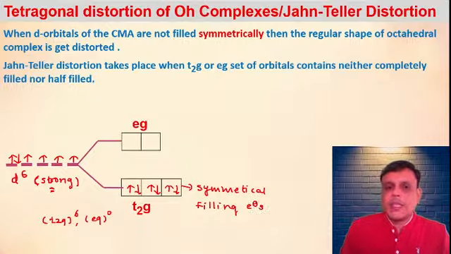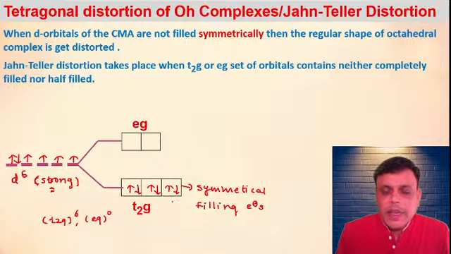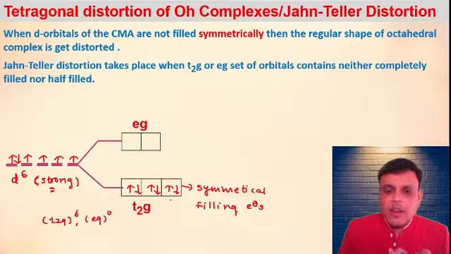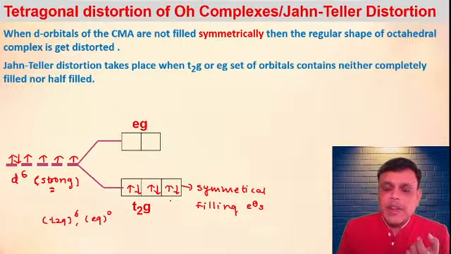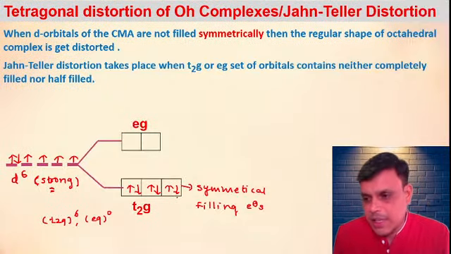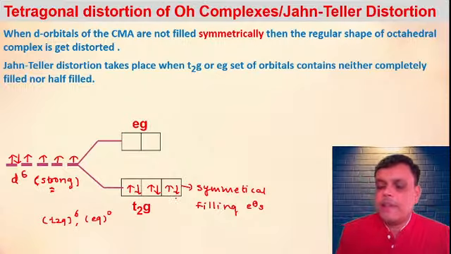Understood what is meant by symmetrical filling? समझ में आया symmetrical filling? Symmetrical filling कब होता है? When the orbital is half filled or completely filled, then that is called a symmetrical filling of electrons.